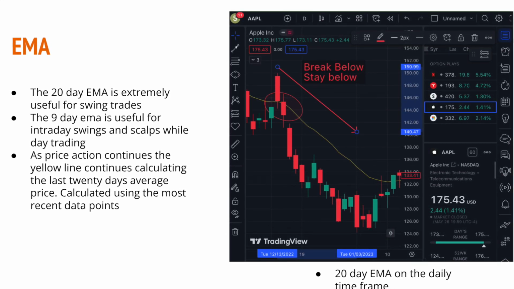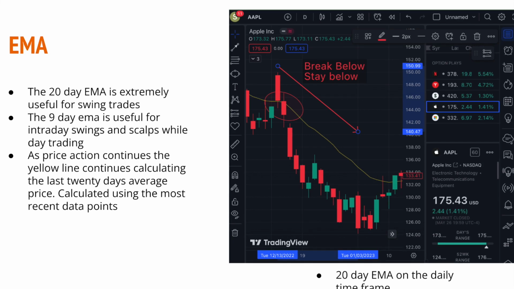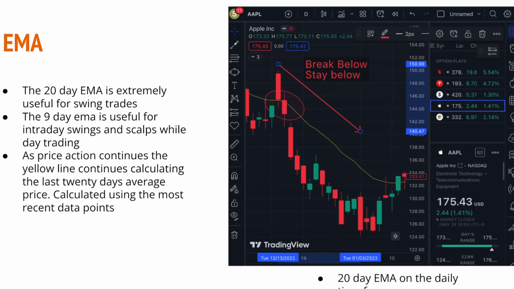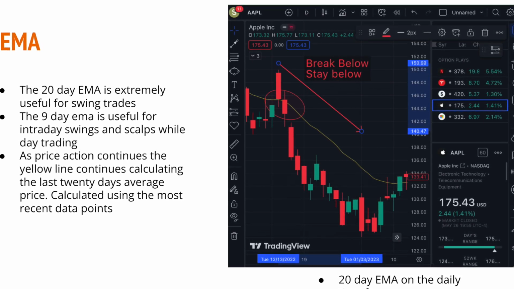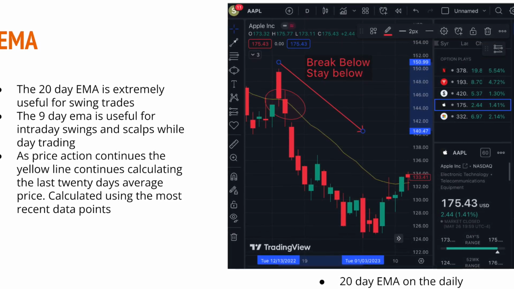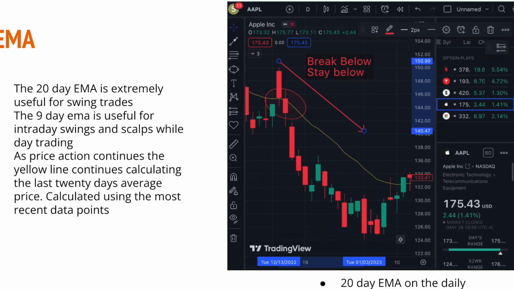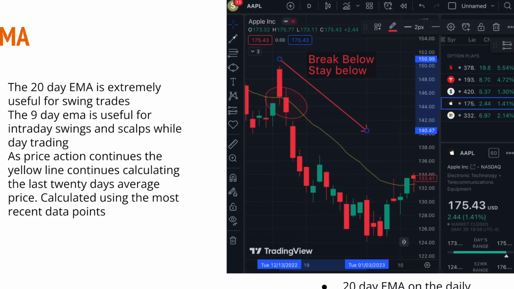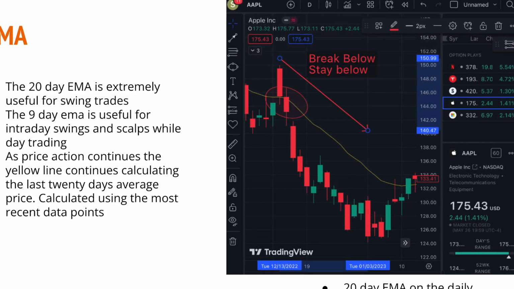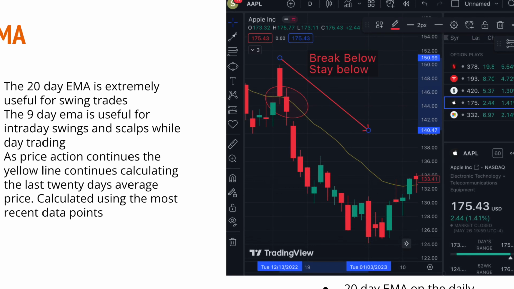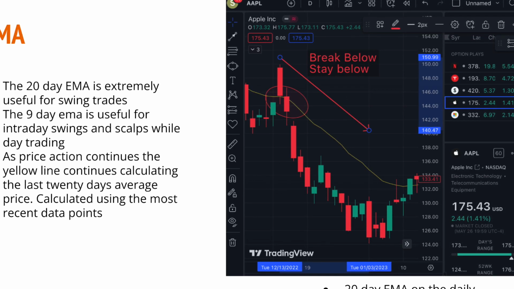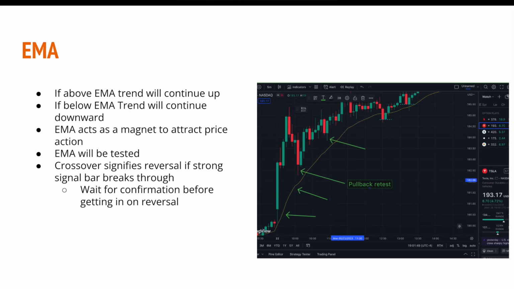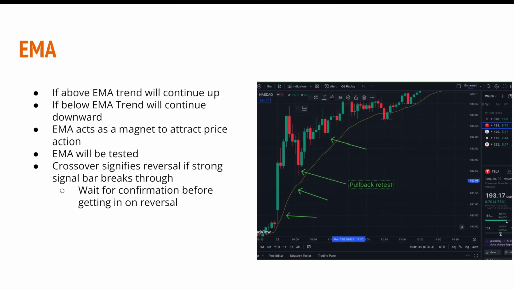As price action continues, the yellow line continues calculating the last 20 bars average price. If you're on the daily time frame, it's going to calculate the last 20 bars, which are the last 20 days. If you're on the 5-minute time frame, it's going to calculate the last 20 bars on the 5-minute time frame, which would be 100 minutes. So it calculates the average price using the most recent data points. And like I said before, typically if you're above the EMA, then it continues to the upside, but if you're below it, it will continue downward.